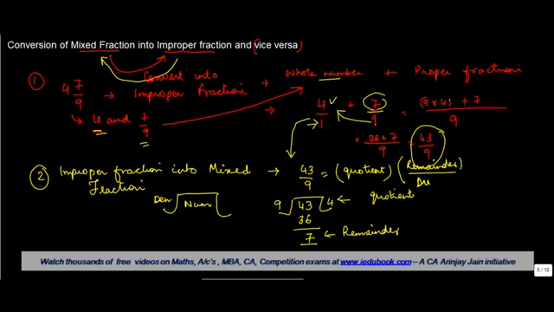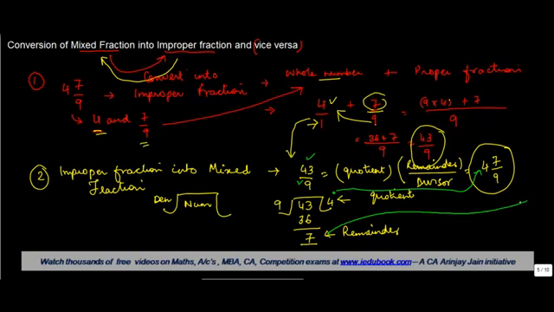divided by the divisor. So what is the quotient that we have in this case? 4. The remainder is 7 and the divisor was 9. Right? Pretty simple. Just divide the numerator by the denominator. The quotient which is there becomes the whole number. The remainder becomes the numerator and the divisor is the denominator.